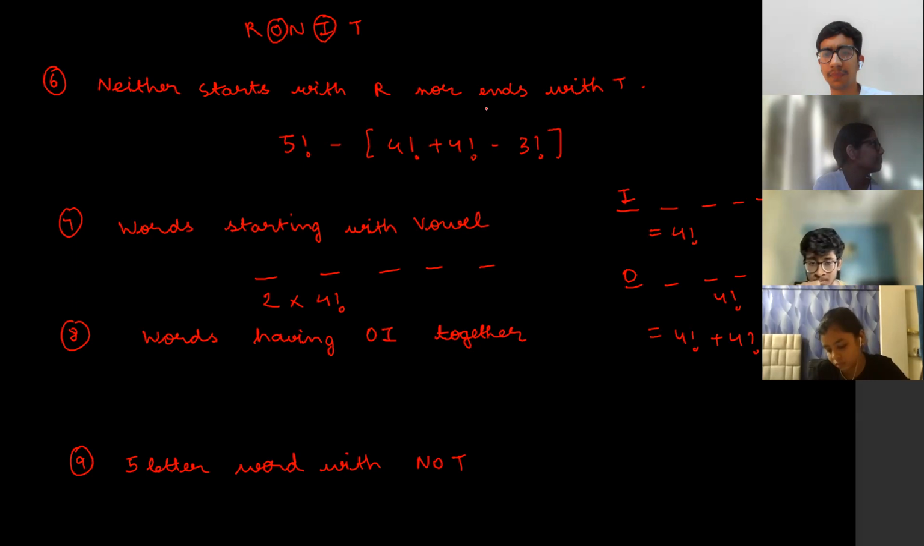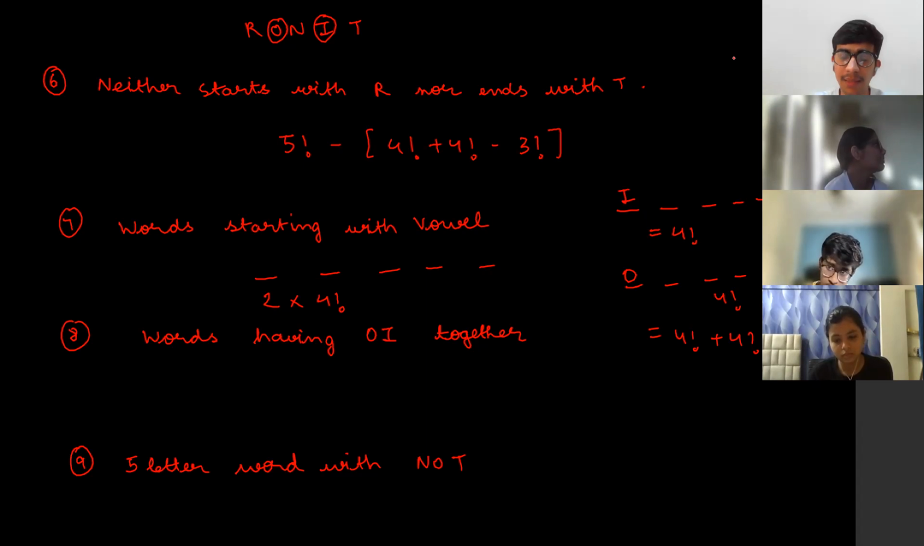Excuse me, sir, I have a doubt. In the 8th one, do we have to take the cases where first we have O, then we have I, and then when we have first I, then we have O? Like basically you need O and I together. So for all of the words, you'll need O and I together.